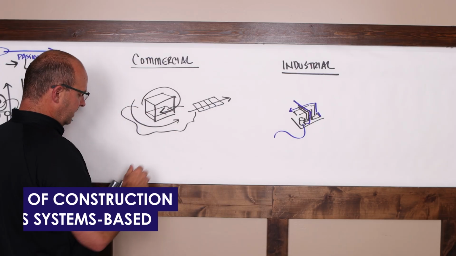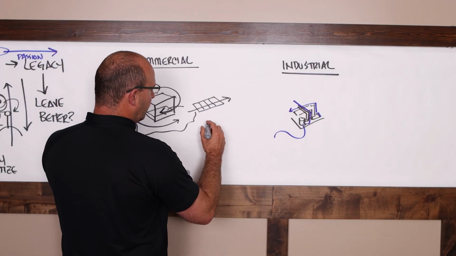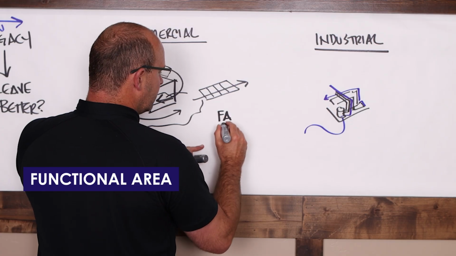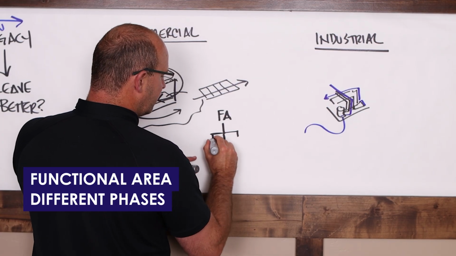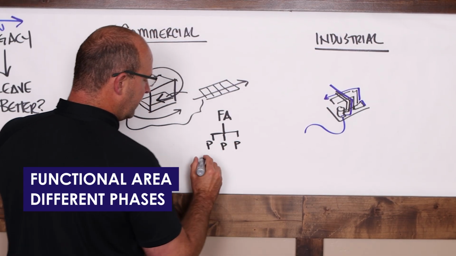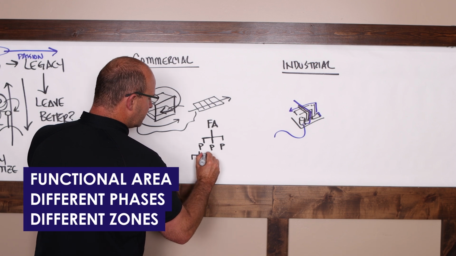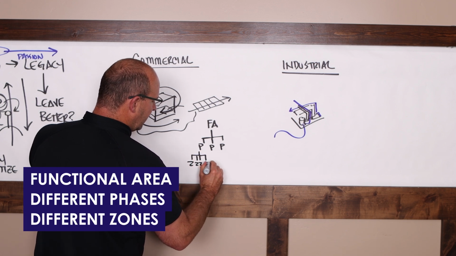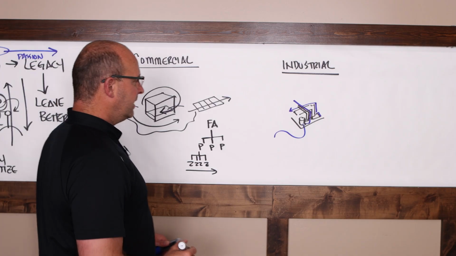When I'm looking at this, I really like to see, what is my functional area, right? And then what are my different phases? So I'll put a P here. And then what are my different zones? So I'm going to write Z, and I can see my path based on that breakdown.